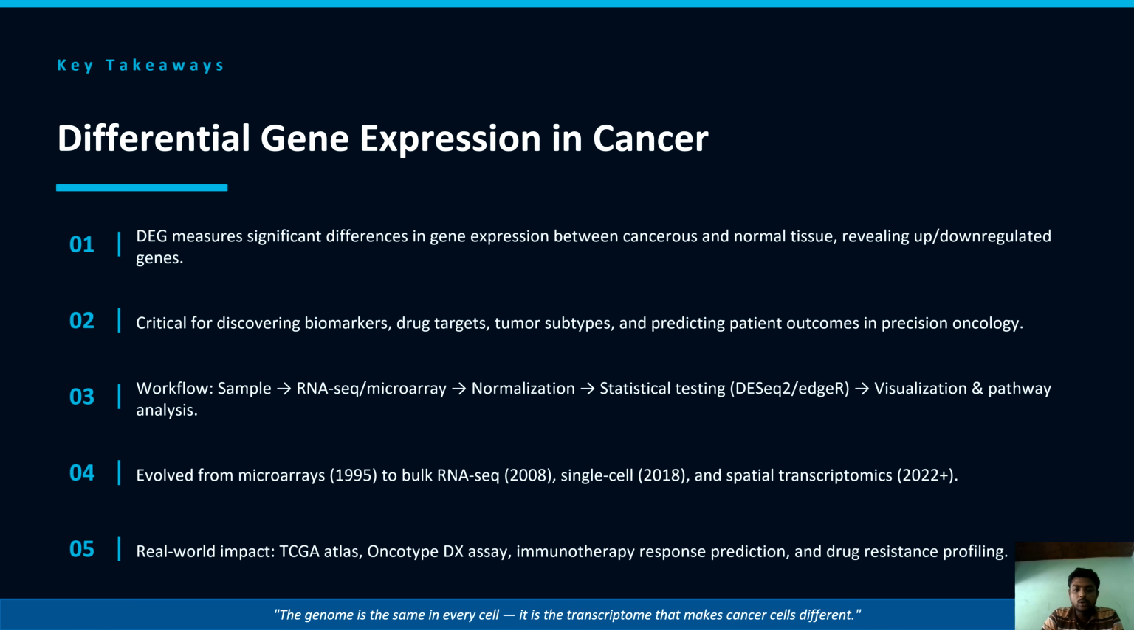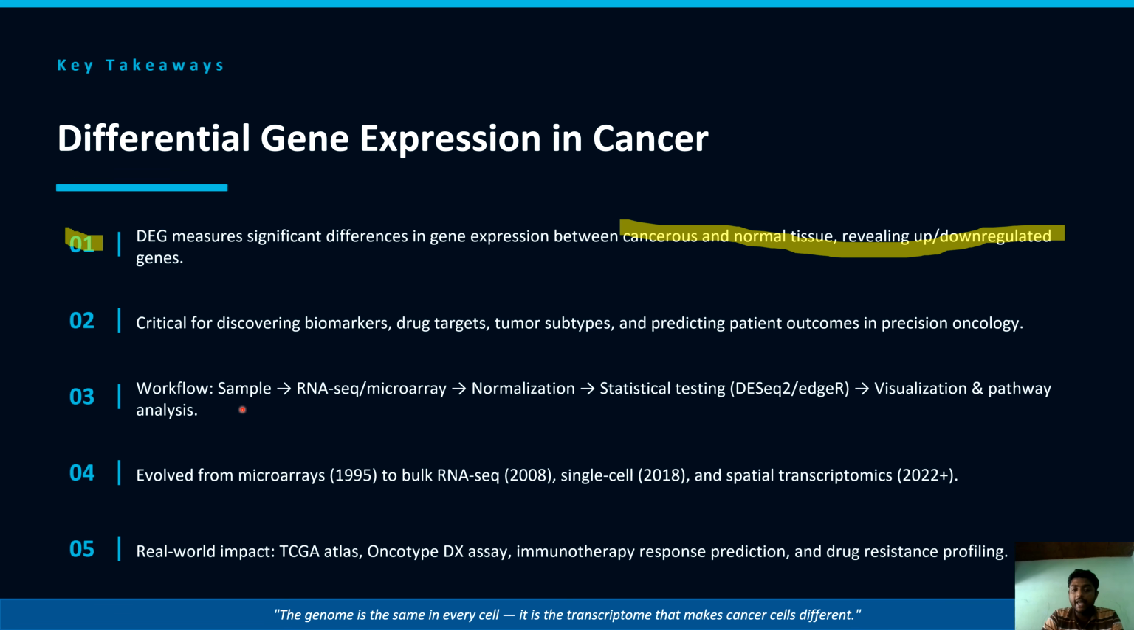Okay, what we just discussed about differential gene expression in cancer. Number one, the DEG measures the significant differences in gene expression between the cancer and normal tissue, revealing up or downregulated genes. Number two, it is critical for discovering biomarkers, drug targets, tumor subtypes, and predicting patient outcomes in precision oncology.